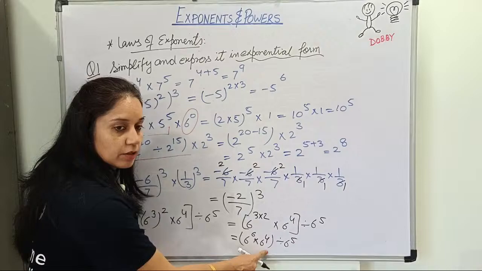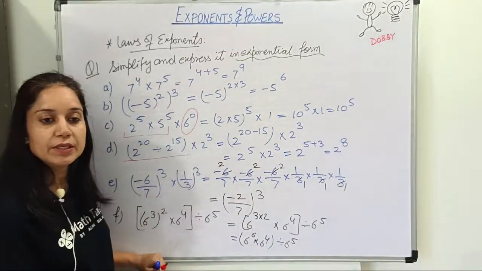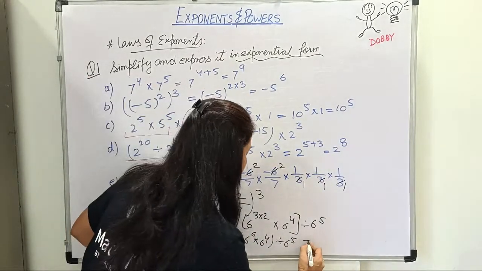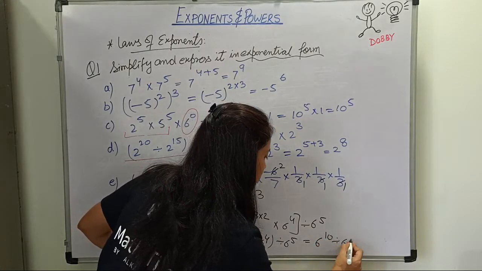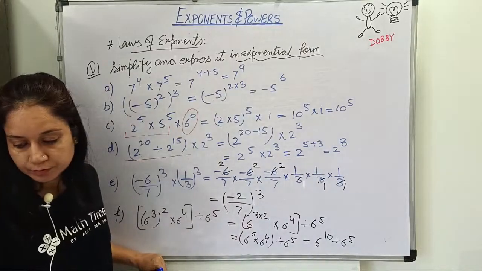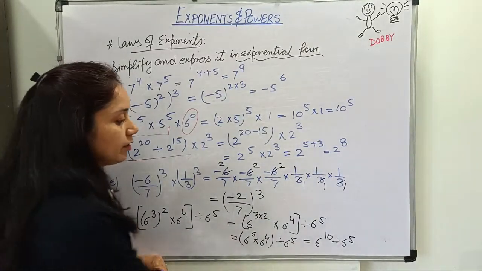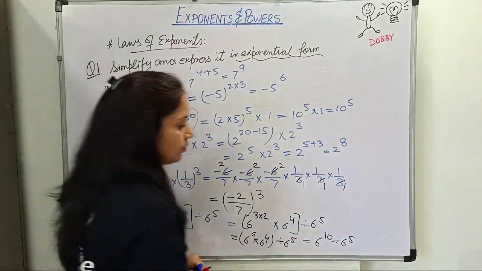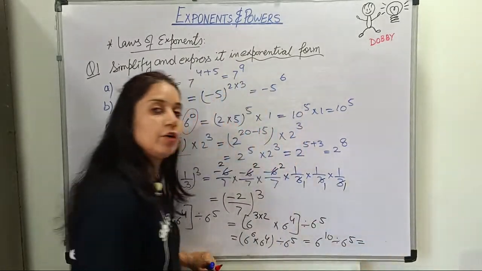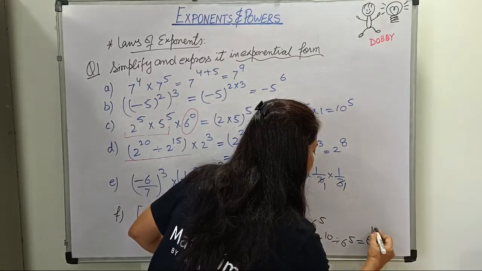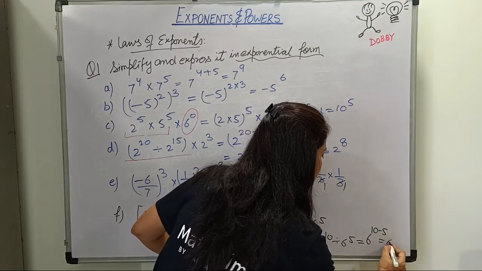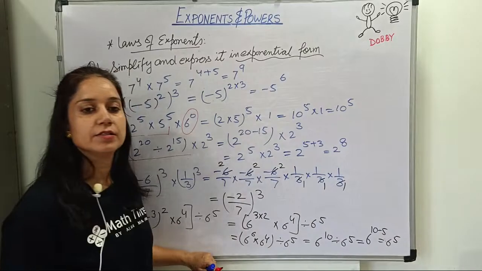Same base with different power. In multiplication we add the powers, so it becomes 6 raised to the power 10 divided by 6 raised to the power 5. Now we are left with division only. In division, what do we do? We subtract the powers. 6 raised to the power 10 minus 5 gives us 6 raised to the power 5, the final answer.